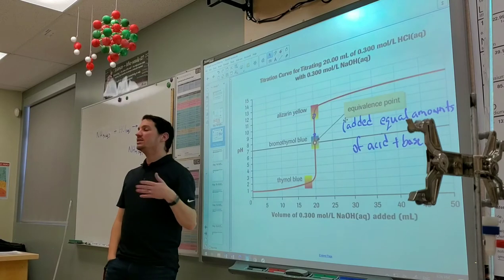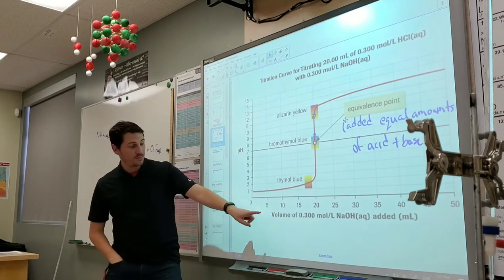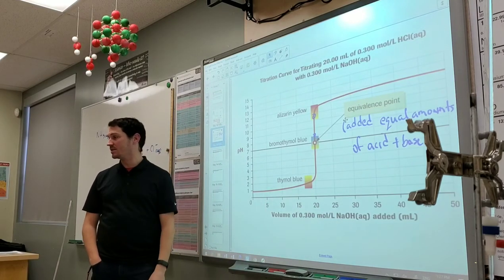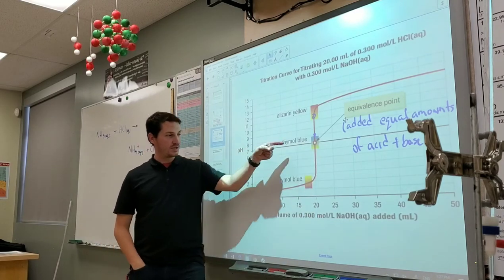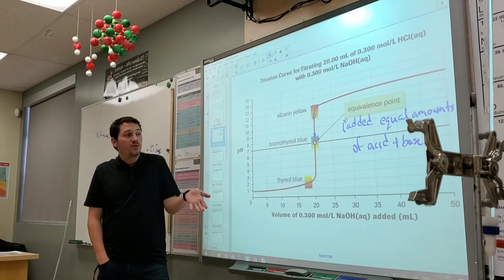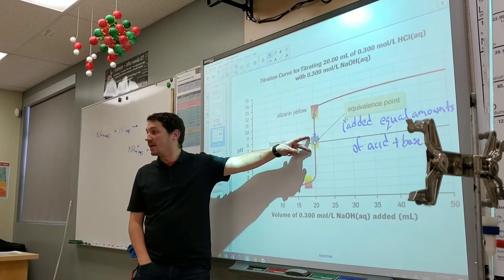So you can tell a lot about this graph, right? How much base was required to neutralize this substance? 20. Yeah, 20 milliliters, right? At a pH of 7, it was 20 milliliters. So there's lots of things. Bromothymol blue is an appropriate indicator to use.